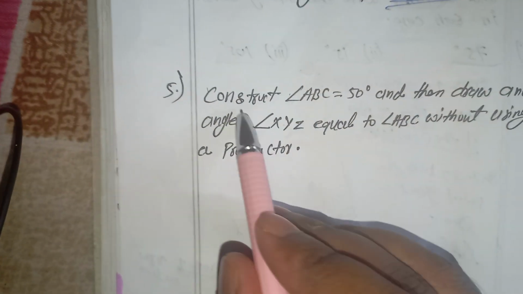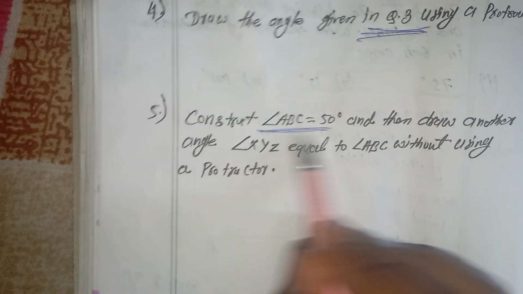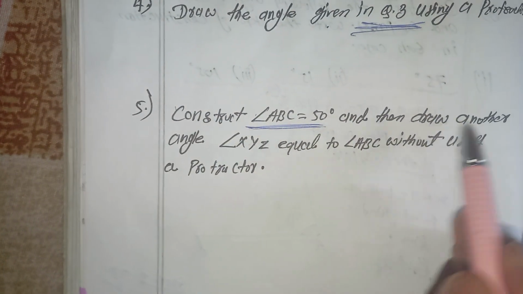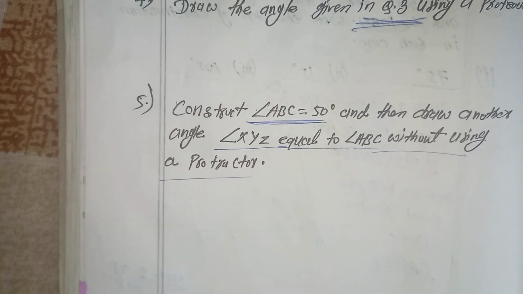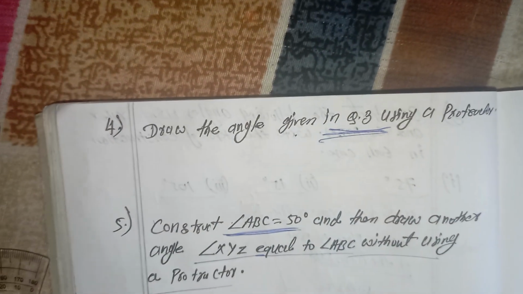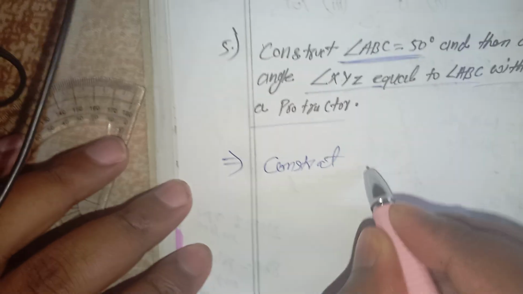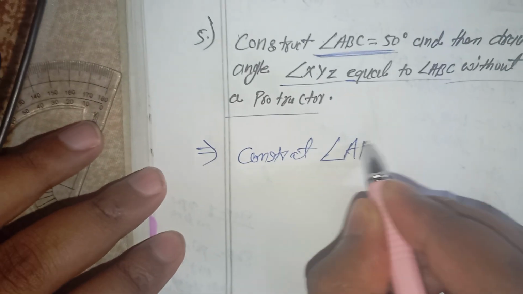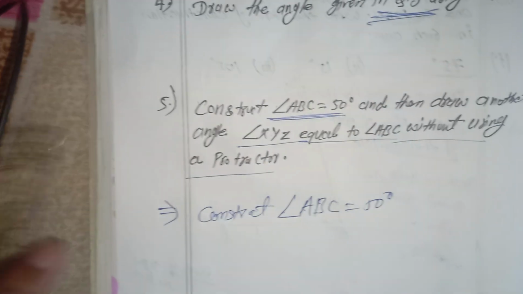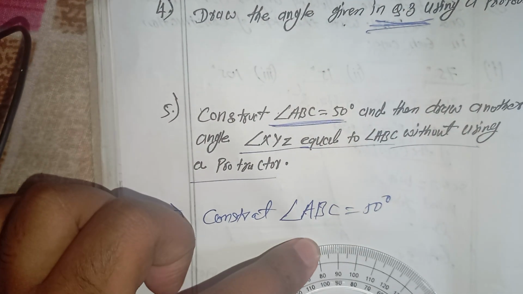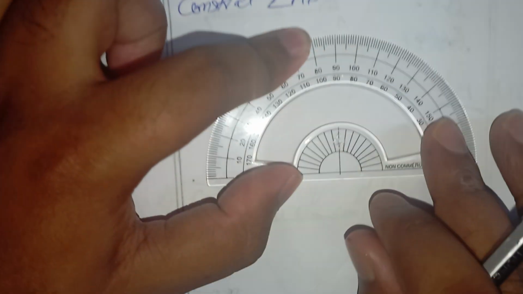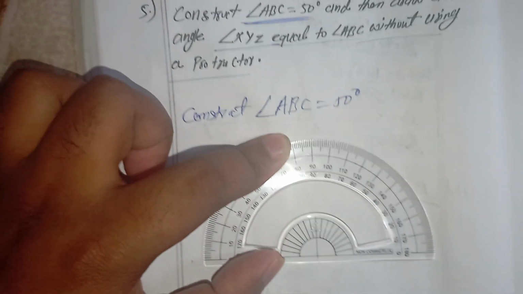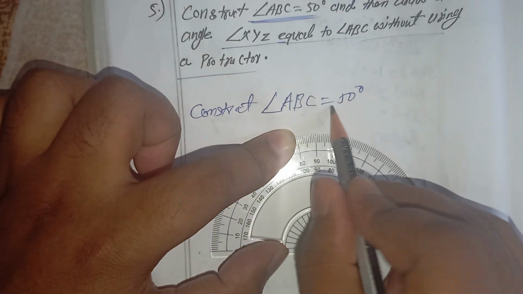So this question is telling us to construct angle ABC of 50 degrees, and draw another angle XYZ equal to ABC without using a protractor. So we have to construct angle ABC, which is 50 degrees. Okay, let's do this. Now this is the 50-degree angle we have to draw.